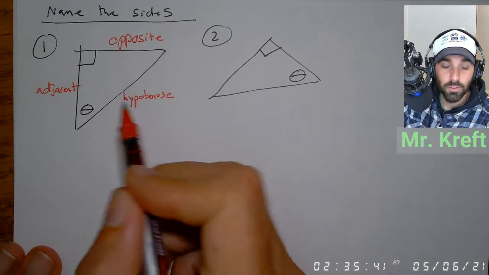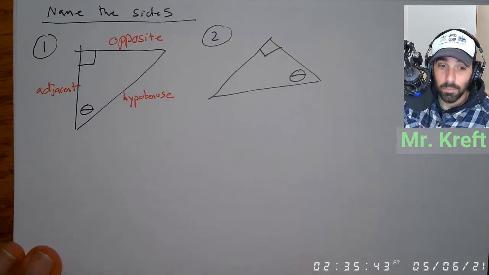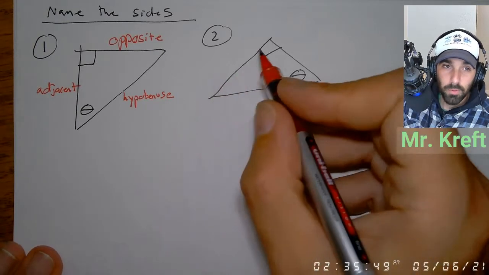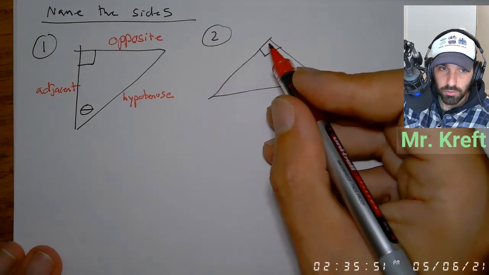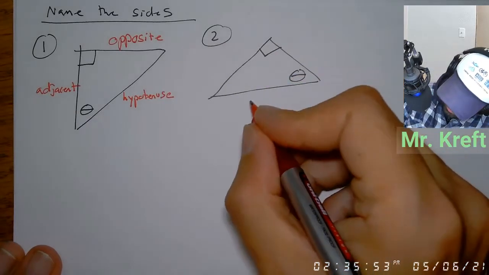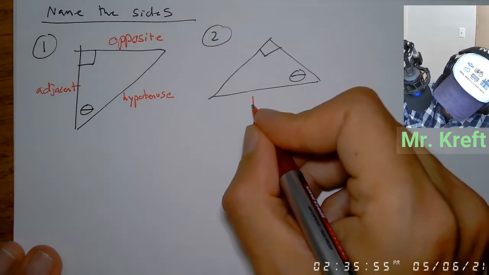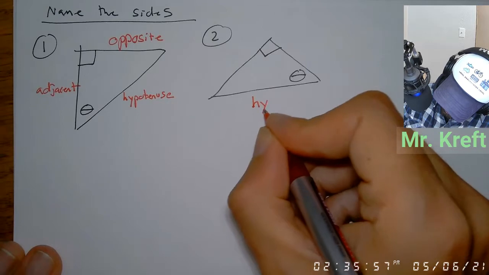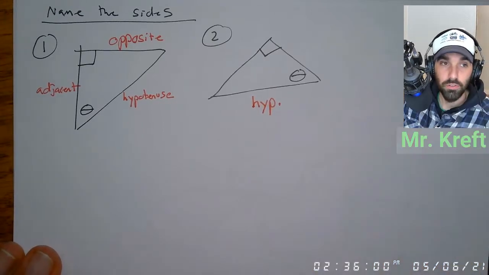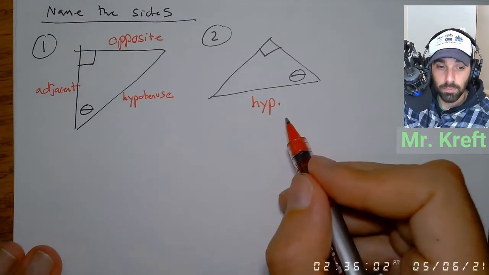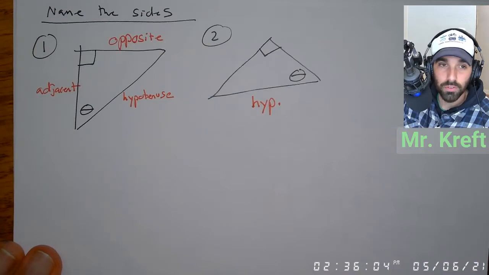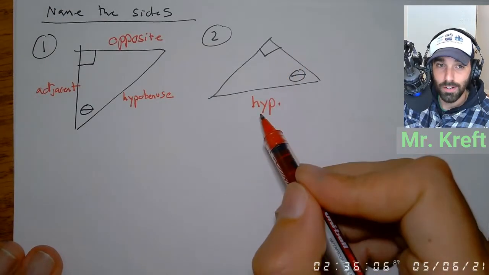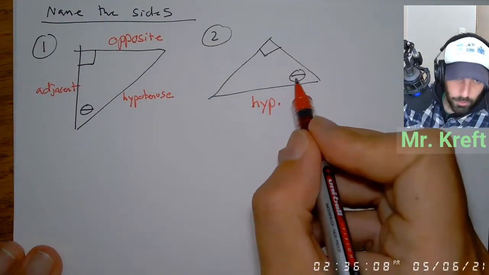Okay, so opposite, hypotenuse, adjacent. Let me know if you guys have questions. Okay, I come over here. So the first thing I should always look for is the side across from the 90. Now, if you guys want really cool shorthand, you can just do the first 3 letters. So we can do HYP, or hype, for hypotenuse. So across from the 90 is our hype.